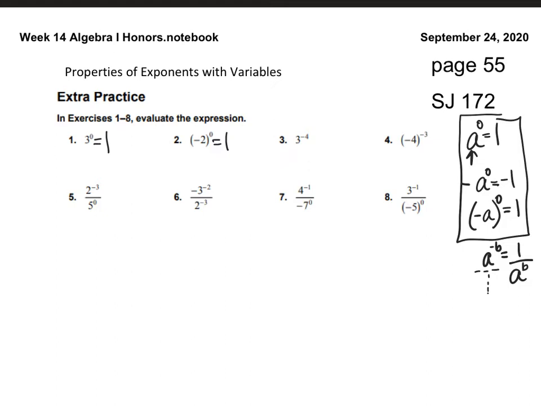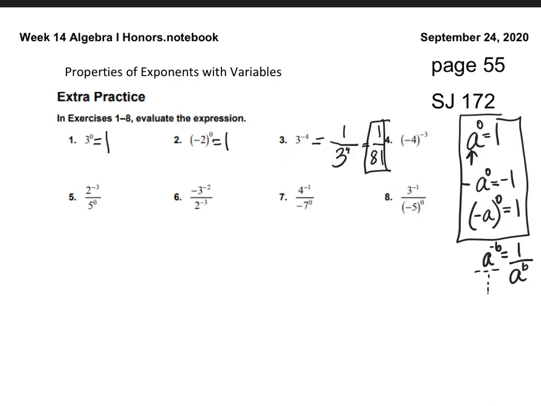Looking at number 3, I have a base of 3 raised to the negative 4 power. To make that a positive 4 power, I move 3 to the denominator, make it a positive 4, put a 1 in the numerator. Then I do need to evaluate 3 to the 4th power. 1 goes in my numerator. 3 times 3 is 9. 9 times 3 is 27. 27 times 3 is 81. The answer to number 3 is 1 over 81.